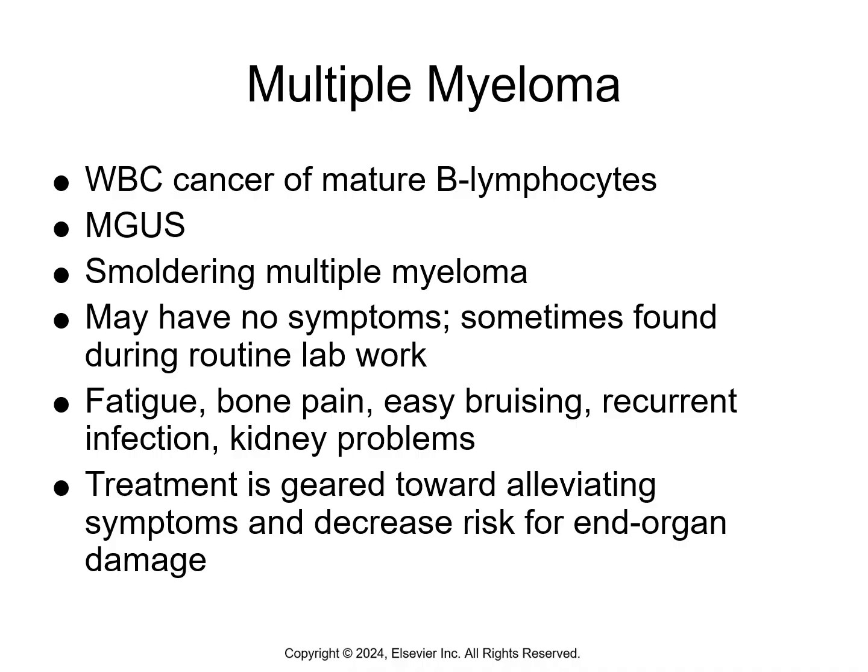Symptoms include fatigue, bone pain, easy bruising, recurrent infection, and kidney problems. And the bone pain occurs because cancer cells live in bone marrow and weaken the bone structure. Abnormal proteins clog the kidneys. Multiple myeloma is dangerous because it destroys bone marrow function and produces abnormal proteins that damage kidneys. Treatment is geared toward alleviating symptoms and decreased risk for end organ damage.